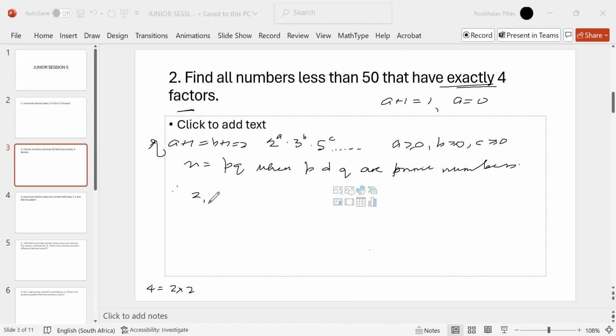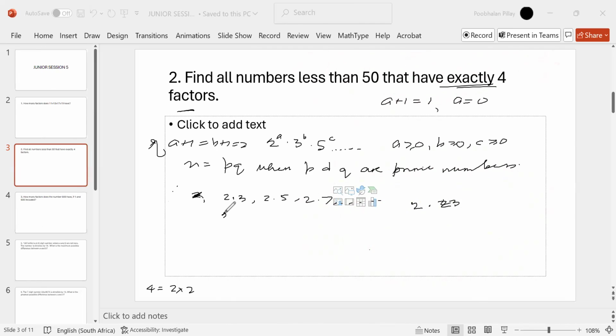So you can have 2 times 3, 2 times 5, 2 times 7, and so on, if you make one of the factors 2. But if you want it to be less than 50, you can only go up to 2 times 23, which is 46. And after that, the next prime number after 23 is 29. 24, 25, 26, 27, 28 are not primes. So 2 times 29 exceeds 50. So you can only go up to this.